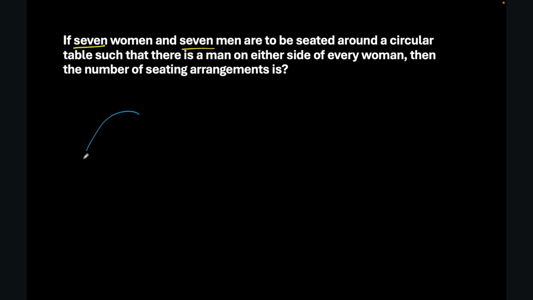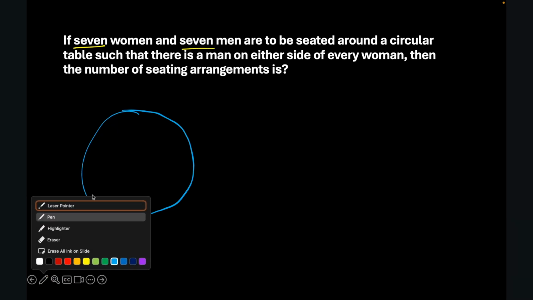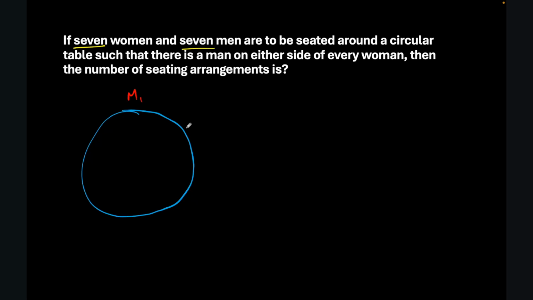So we're going to draw a table, and let's allocate the men first. So we have M1, M2, M3, M4, M5, M6, and M7. How many ways can the men be arranged? Well, that's pretty obvious, 7 minus 1 whole factorial. Now, how many slots do we have for the women? Well, we have 1, 2, 3, 4, 5, 6, and 7. And how many women are there? Well, there are 7 women.